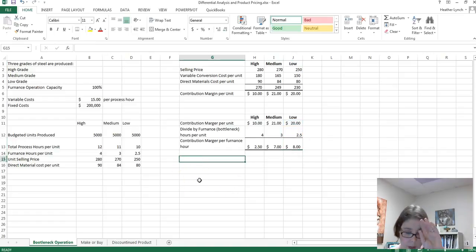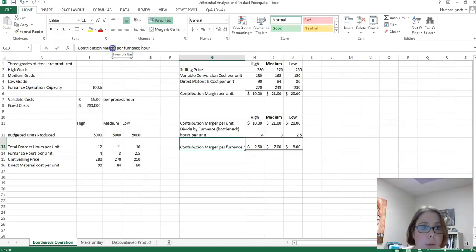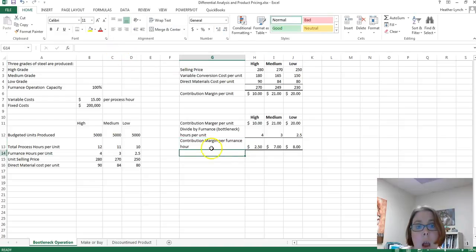Okay, so if we look at that, we have a different contribution margin, and it looks like I spelled margin wrong in there. Apologize for that. This is our contribution margin per furnace hour.